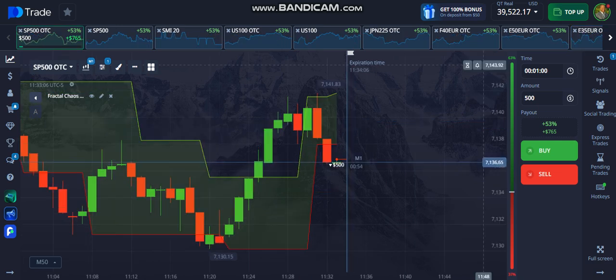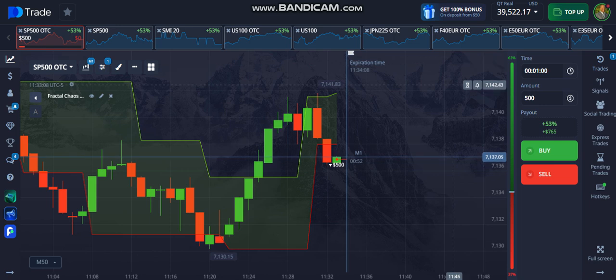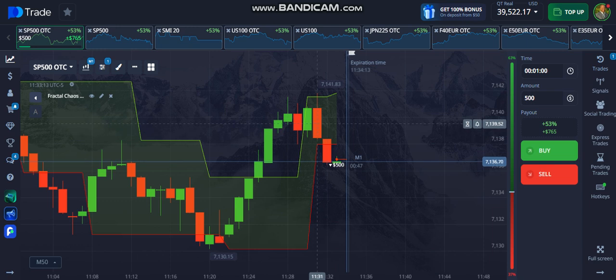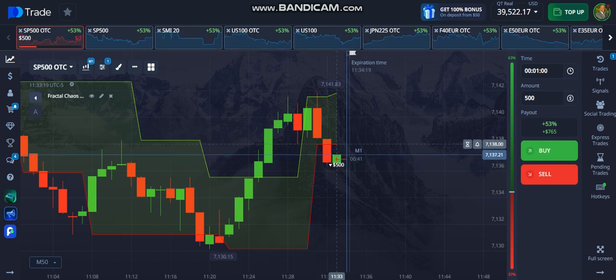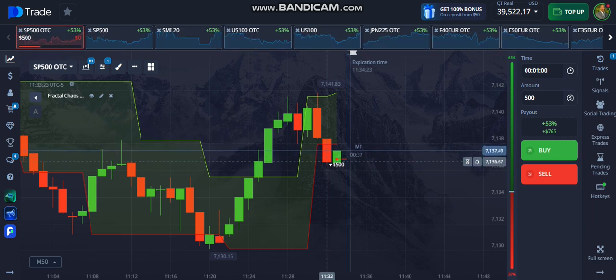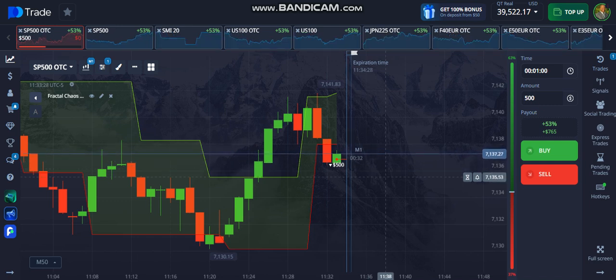Okay, so I'm on the S&P 500 and I just took a sell trade, or a put trade. If you notice the candle here, it breaks outside the level of this chaos band line, the red line here. Once it closed below that line, I took a sell trade, suggesting that the price will continue a bearish breakout to the downside. All right, so let's monitor this trade and wait for the expiry.